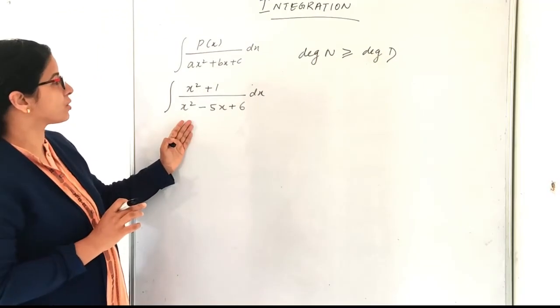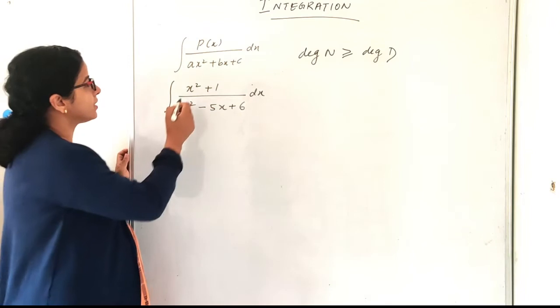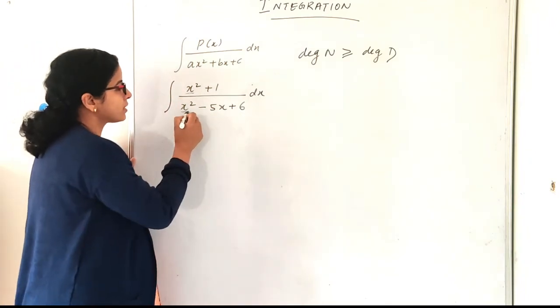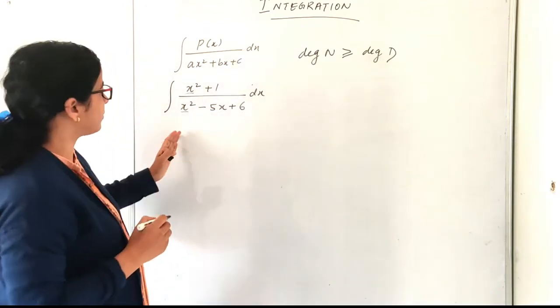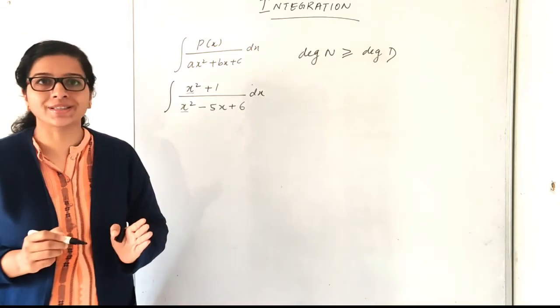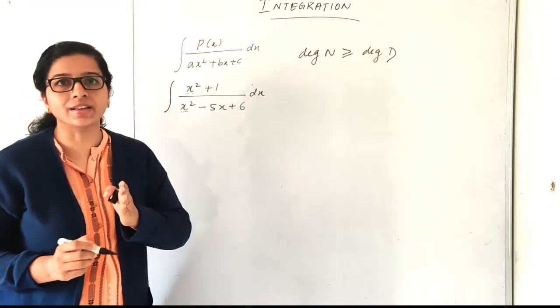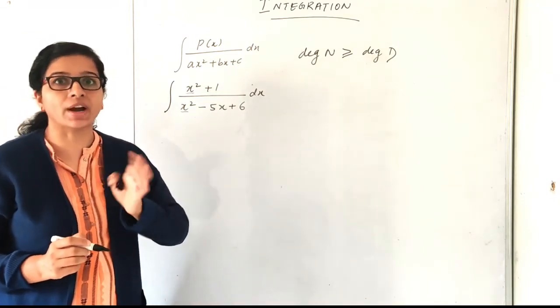So let us check this question. So in this question we can see the degree of numerator is 2 as well as of the denominator is 2. So whenever the degree of the numerator and denominator is same or degree of numerator is greater than the degree of denominator, what we do? We divide, right?